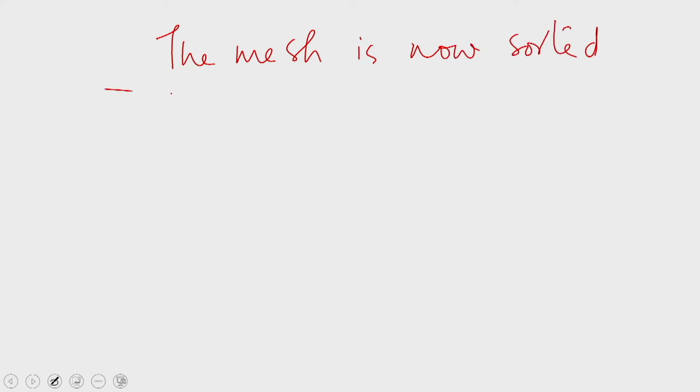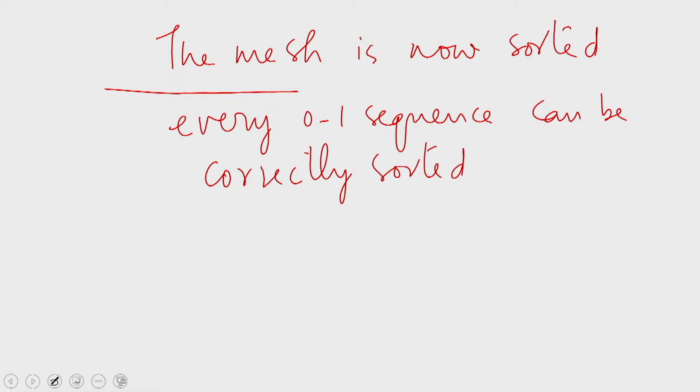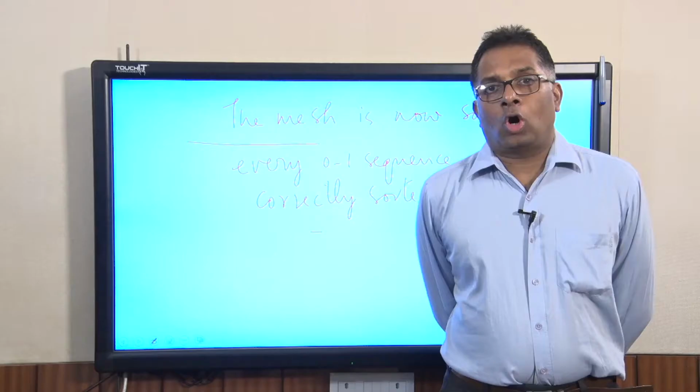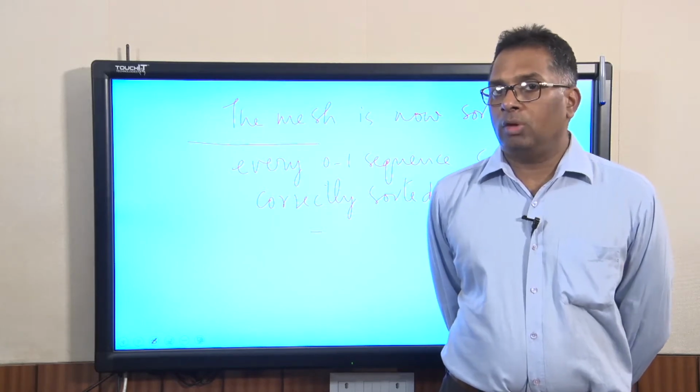So, this establishes that every 0-1 sequence can be correctly sorted. Which means that on any sequence drawn from a linearly ordered set, this algorithm will work correctly.